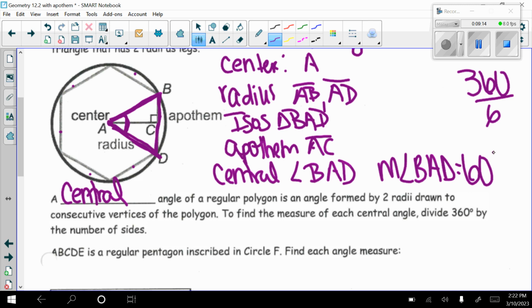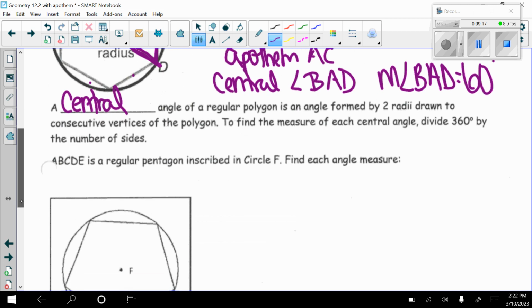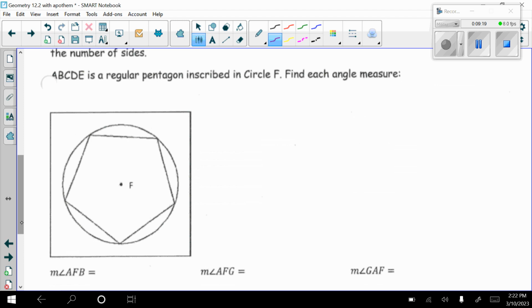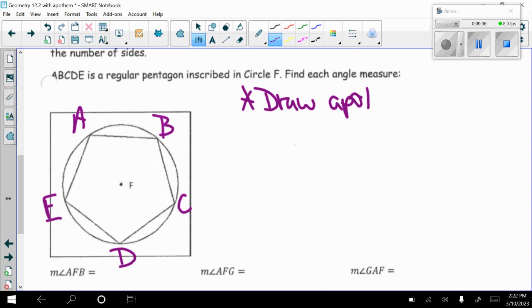Okay? So we're going to practice some with the apothem. Here it tells me that ABCDE is a regular pentagon inscribed inside circle F. So let's just label this A, B, C, D, E. And then we have circle F. Find each angle measure. So first, let's draw apothem FG that is perpendicular to AB. So there's my apothem, and I'm going to label that G.